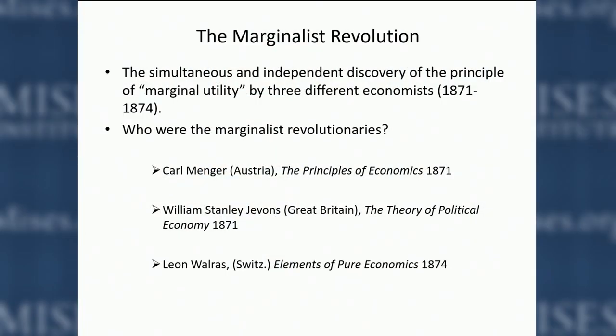The marginalist revolutionaries, as they were called, were Karl Menger, who wrote a book in 1871, and that book introduced the concept of marginal utility, as well as subjective value and other important concepts. At the same time, William Stanley Jevons, in Great Britain, wrote a book in which he introduced the concept. He called it final utility. Karl Menger did not give a name to it, by the way. It was his student, Friedrich von Wieser, that called it marginal utility.